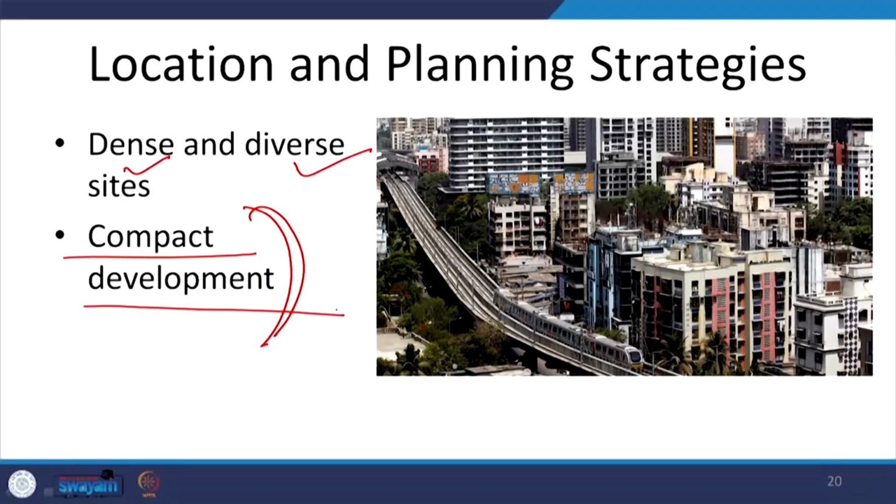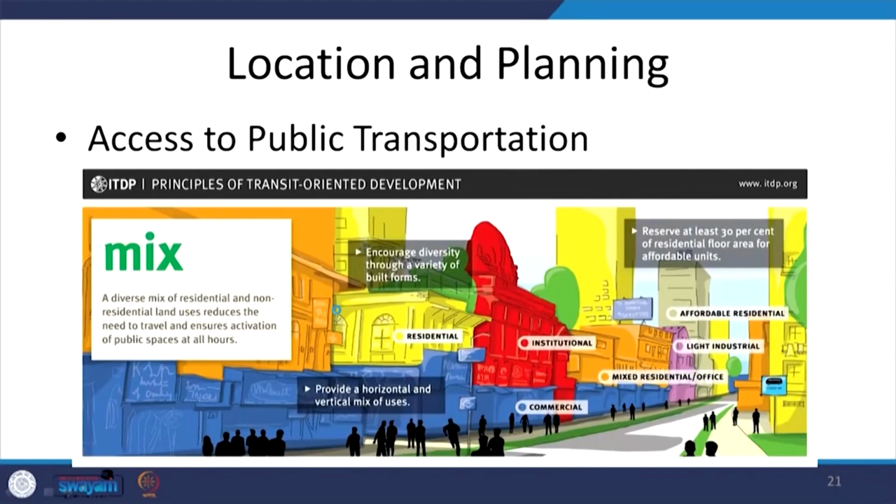For example, sewer line, the total overall length of sewer line is reduced, it is contained, though the volume that it carries may be increased. So, this is what we have to aim at and achieve when we are talking about sustainable site development.